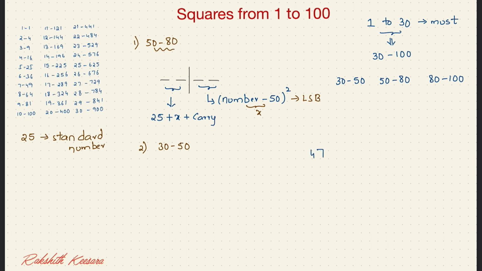So let me take another example here. Let us say 47. 47 is less than 50 by 3. 3 3 is 9, 09. And 25 minus 3 is 22. 2209. Right?